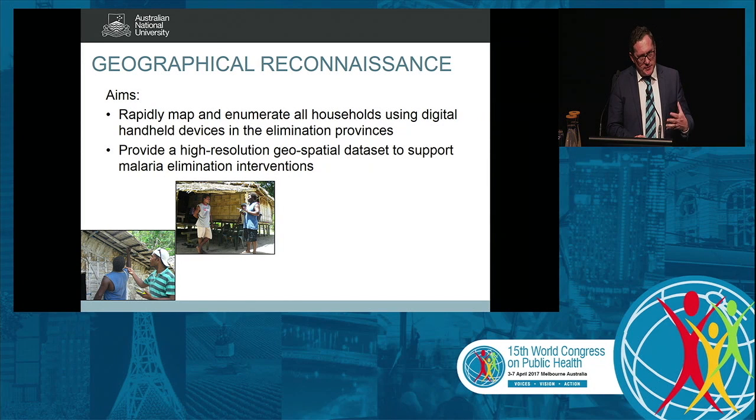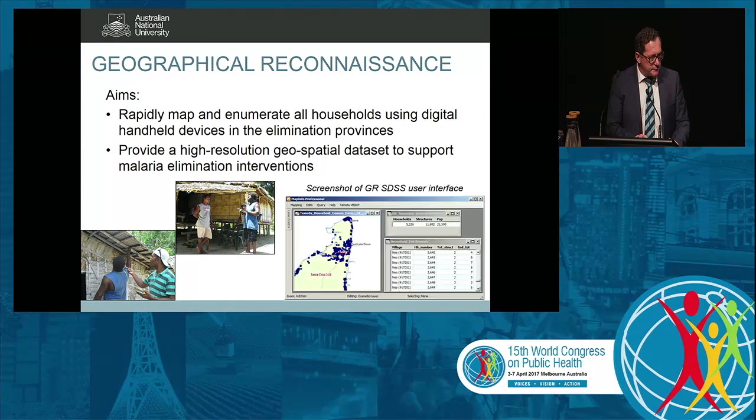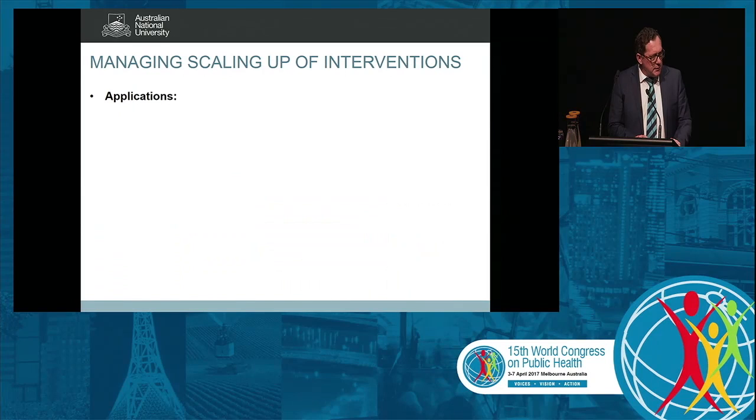Now, this sort of approach may not always be feasible, particularly in large countries with very large populations, where, rather than having a total enumeration at the outset, you might need to do a gradual building up of a database of the population in elimination areas. And this map here just shows a screenshot of the decision support system showing the locations of all the households.